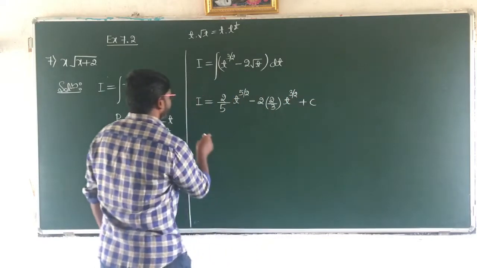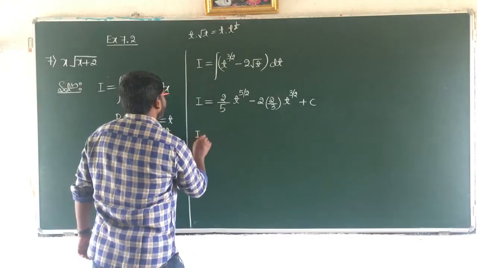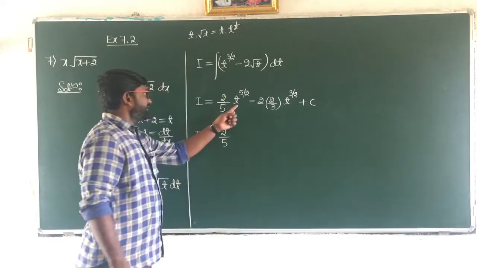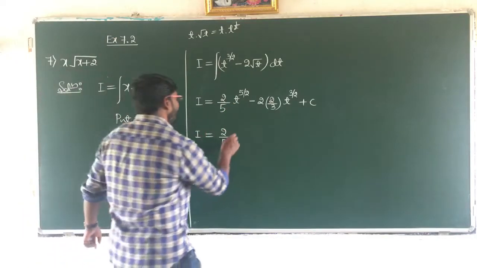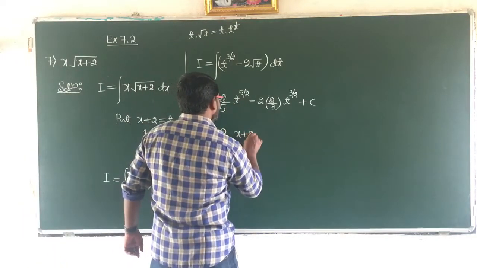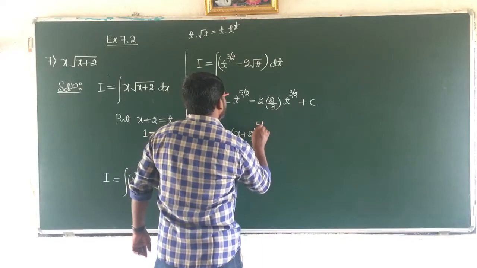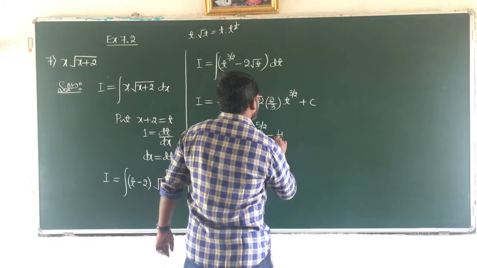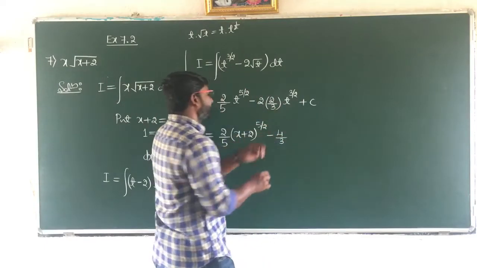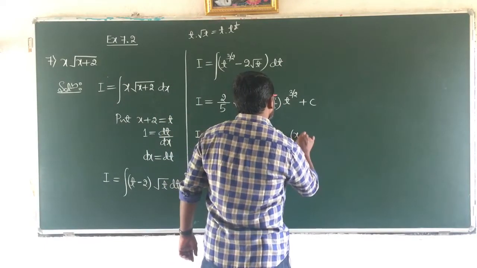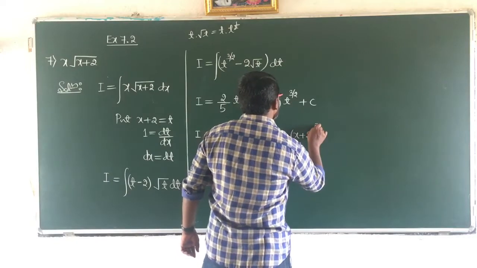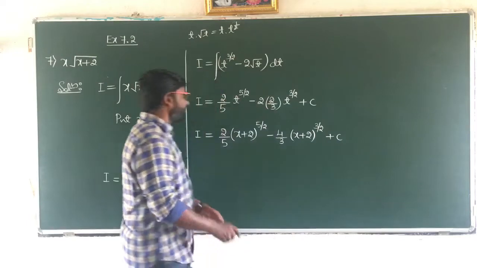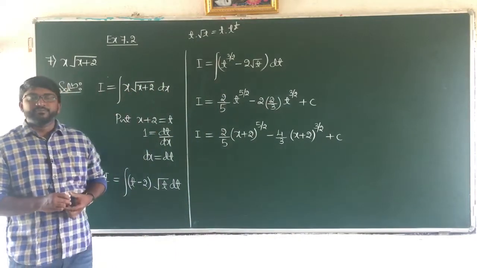So now replace t here. I is equal to 2 by 5, then what is t here? It is x plus 2. So x plus 2 to the power 5 by 2, then minus 2 into 2 it is 4, 4 by 3, then t is again x plus 2, whole raised to 3 by 2 plus c. So this is all about the 7th problem.